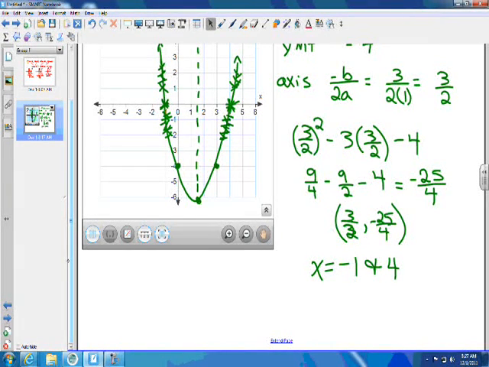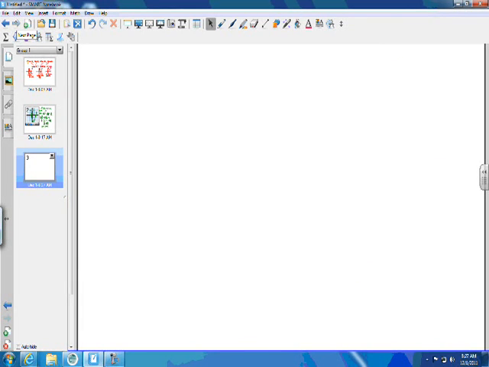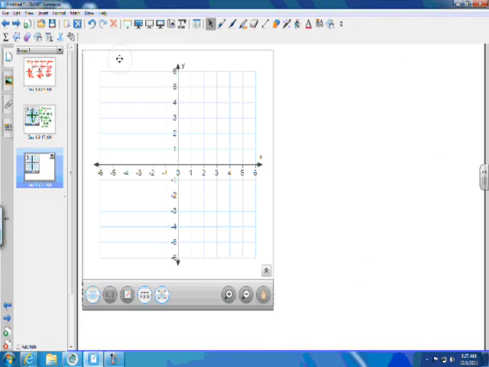We're going to do one more where it won't cross perfectly. Negative x squared plus 4x minus 1 equals 0. So what is our y-intercept? -1. So you can go on your y-axis and plot 0, -1.